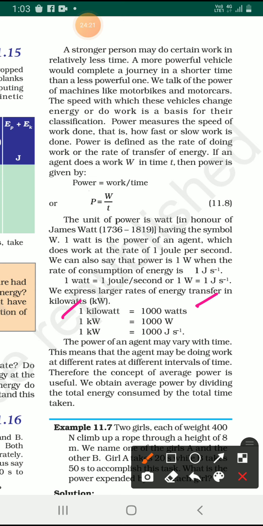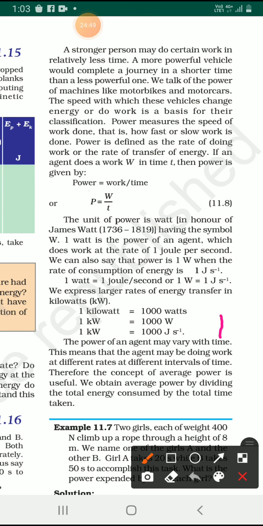Look here, 1 kilowatt. How do we write it? 1 kW, we can write in this way, 1000 W, or you can say 1000 joules per second. That's what we call watt. The power of an agent may vary with the time. This means the agent may be doing the work at different rates at different intervals of time. Therefore, the concept of average power is useful.